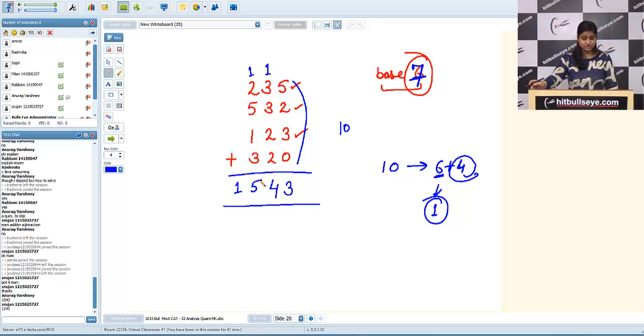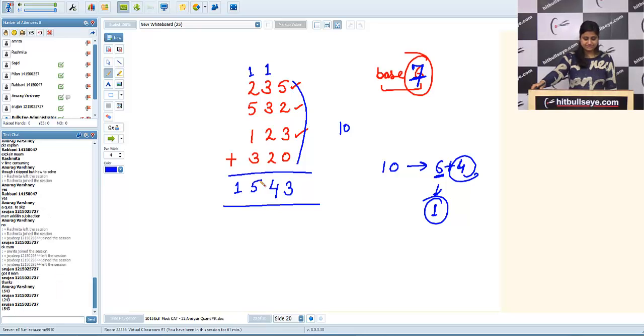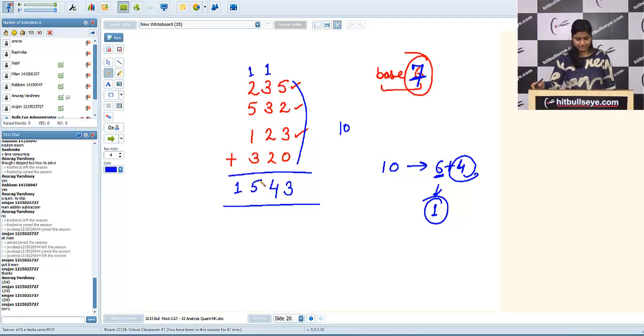Not Srujan, this is not 1243. Rather it will be 1543. Yes, correct. Okay, that was addition. Now coming to the subtraction part, because that is important.